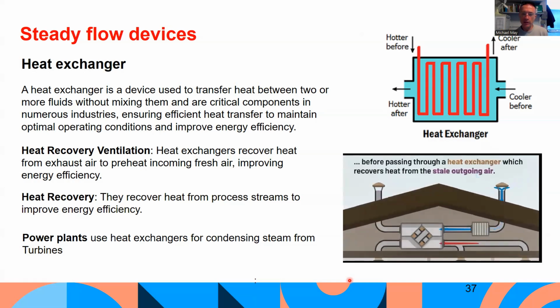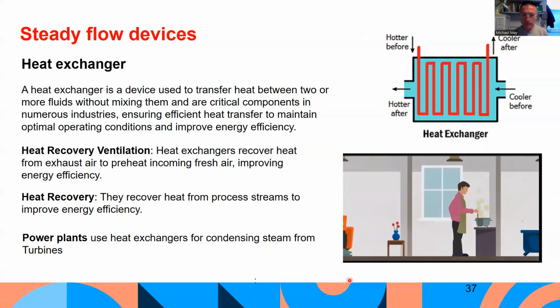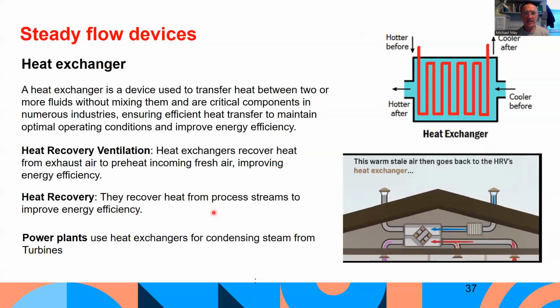So what that will do is take the stale air out and push it out of the house, and it will bring fresh air coming in. But there's a heat exchanger along the line where the two streams meet, and the heat from the stale air is transferred to the fresh air coming in to try and recover some of the energy before it's lost from the house. They're also used in many processes in the industry.